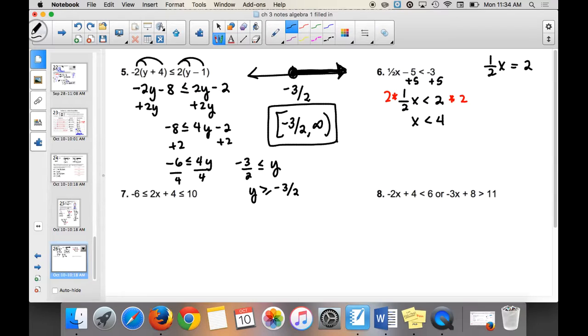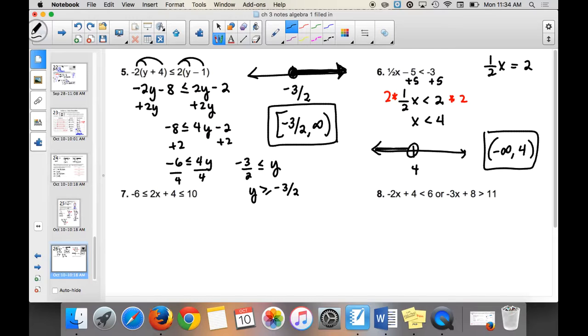All right, we didn't have to switch our signs or anything because we had a positive number that we were multiplying. So we have an open circle on 4, everything on the left of it. So our answer should be negative infinity to 4 parentheses. Okay, and that's it. Did we get that one too? All right, so let's try these harder ones.